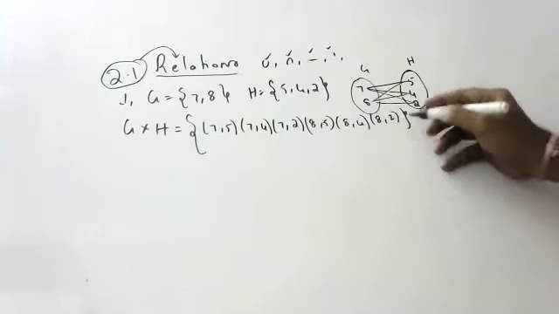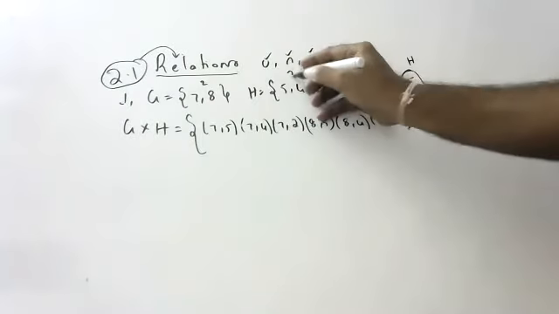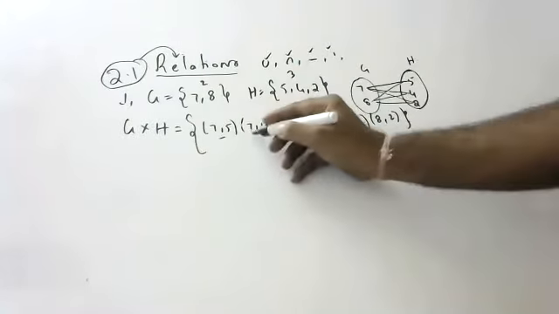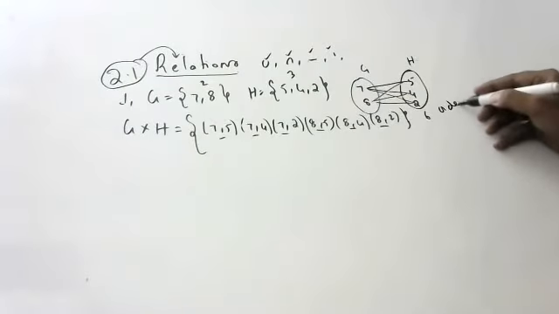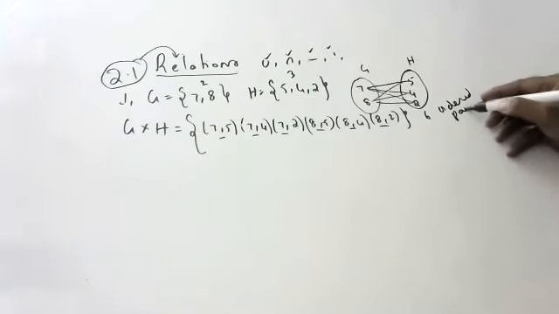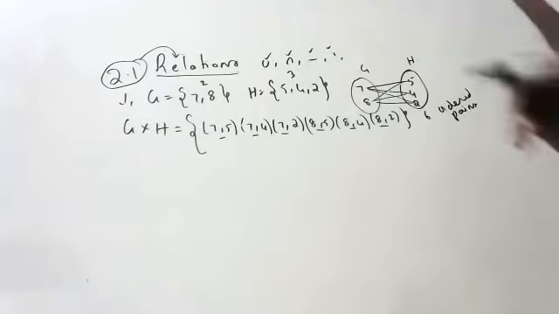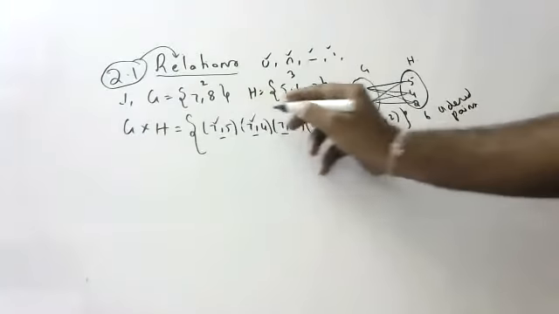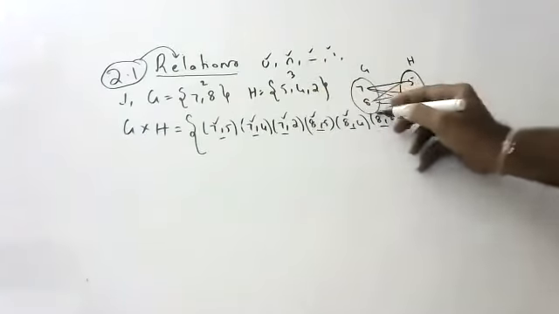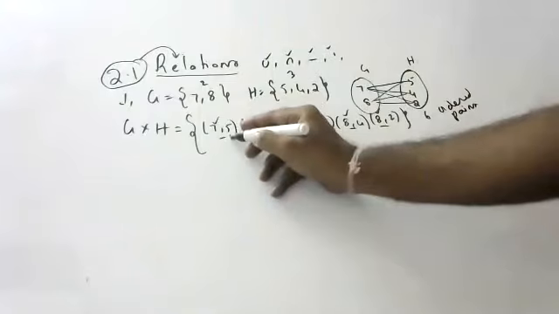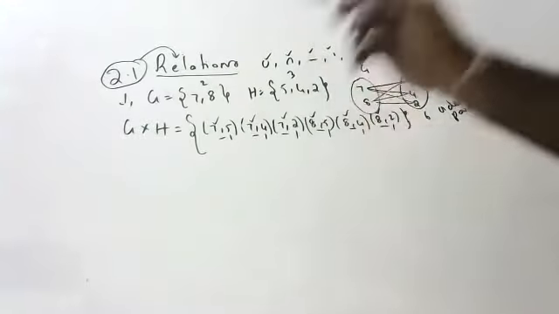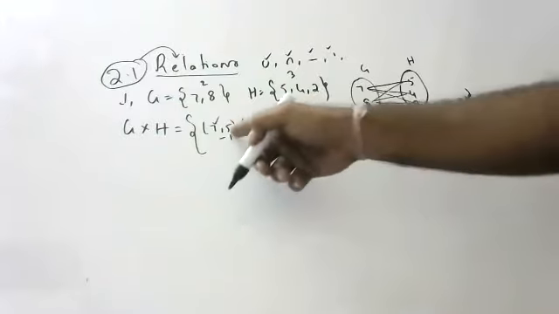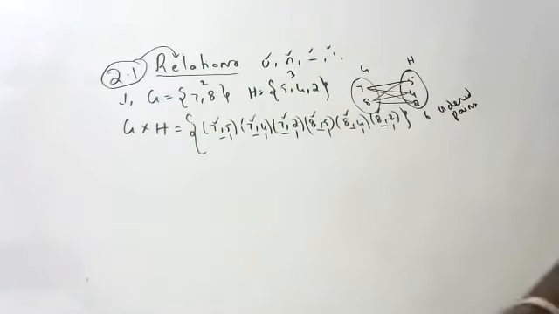Here two elements are there, here three elements are there. 2 threes are 6: 1, 2, 3, 4, 5, 6. We have got 6 ordered pairs. We call them ordered pairs. In all of them, the first elements are called domain and the second elements are called range. Okay children, this is G cross H.